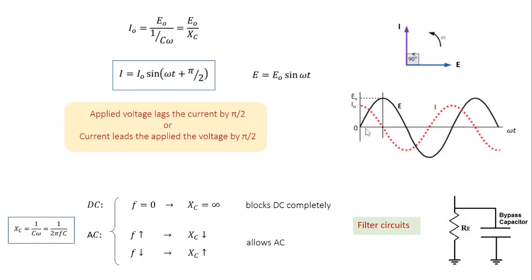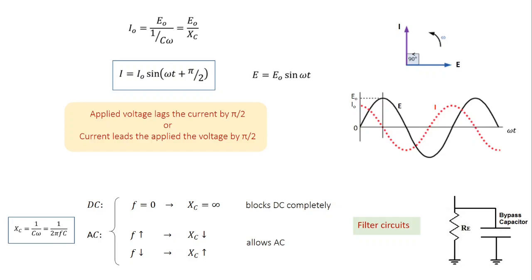So you have E equal to E0 sine omega t represented by this black curve, and I equal to I0 sine omega t plus pi by 2 represented by this red dotted line. And if you look at the starting point, you can clearly make out current is leading over the voltage. So by the time voltage had traveled pi by 2 and reached the peak value, the current had already gone ahead and touched upon the zero value. So at every point you can see that current is leading over the voltage.